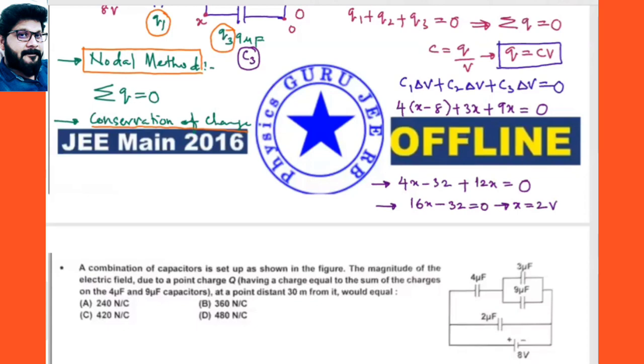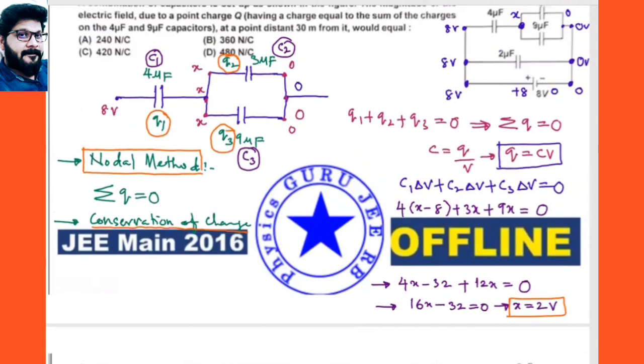2 volts. So what we got here, 2 volts, right? This is clear. x equals 2 volts. Fine. So x is equal to 2 volts. Now you can substitute here 2 volts, and substitute here 2 volts. That's all over. Now we can calculate the charge Q1.